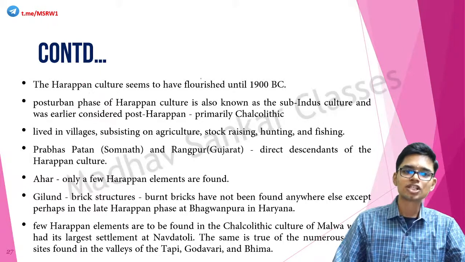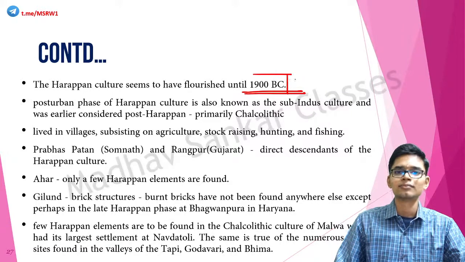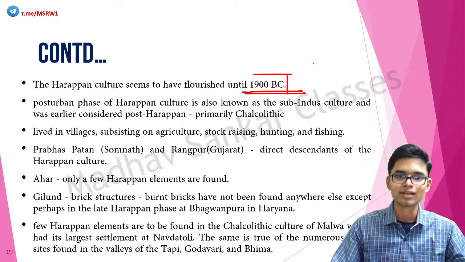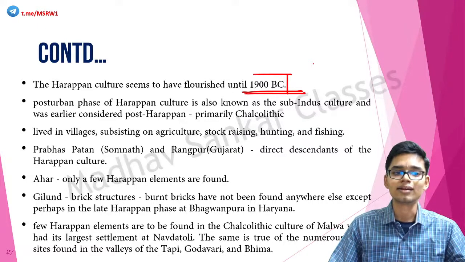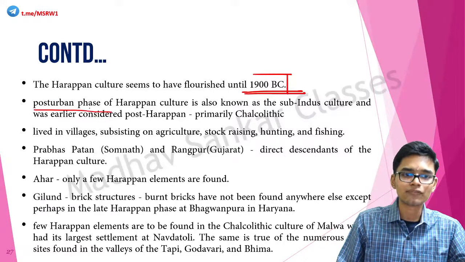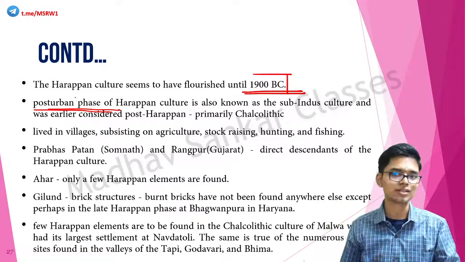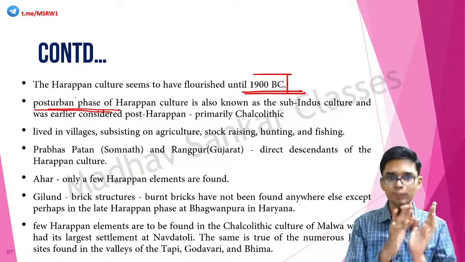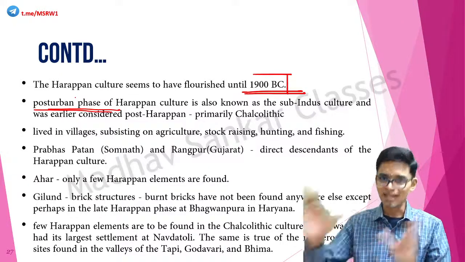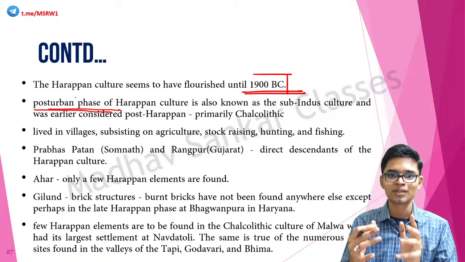Anyway, the Harappan culture seems to have flourished until 1900 BCE. Somehow Harappan civilization in its peak continued to flourish until 1900 BC. From that point onwards, we see something known as a post-urban phase of Harappan culture. Until very recently, historians called this phase post-Harappan culture. It is not exactly post-Harappan culture. It is the post-urban phase of Harappan culture. It is Harappan culture only, but it's a post-urban phase. I hope you understood the difference.